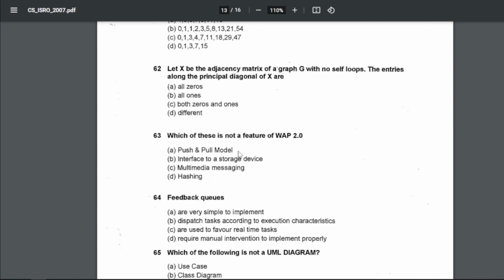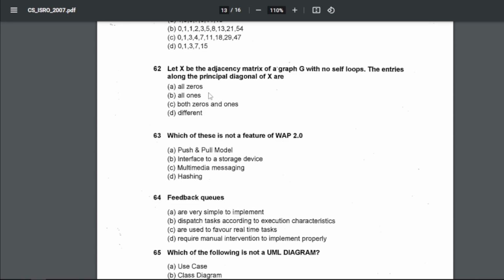62 is let X be the adjacency matrix of a graph G with no self loop. The entries along the principal diagonal of X are what? So for 62 our answer will be all zeros. Let X be the adjacency matrix of a graph G with no self loops.